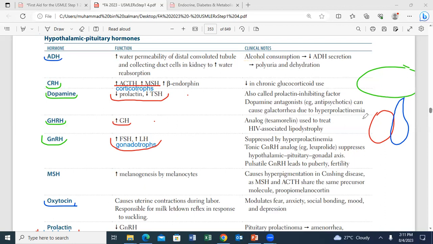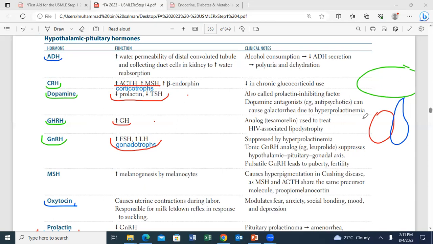The second hormone released by the posterior pituitary gland is oxytocin. So let us discuss oxytocin now. Oxytocin is a very interesting hormone. It is also called the love hormone because this hormone basically modulates fear, anxiety, social bonding, mood, and depression. Oxytocin is released when a person hugs somebody or when a female interacts with a male. In these situations, oxytocin is released. So it's a very interesting hormone called the love hormone, but function wise it has two main functions.